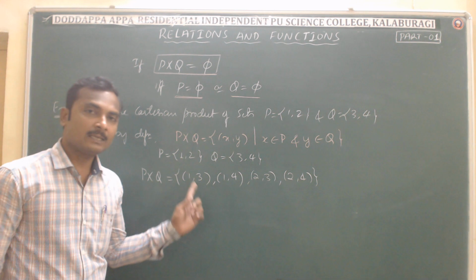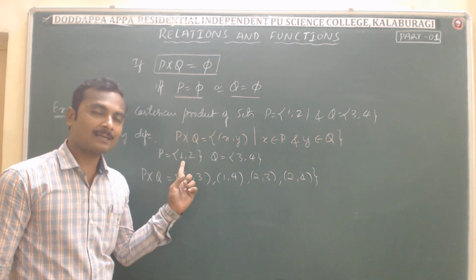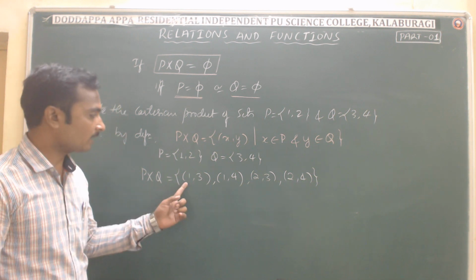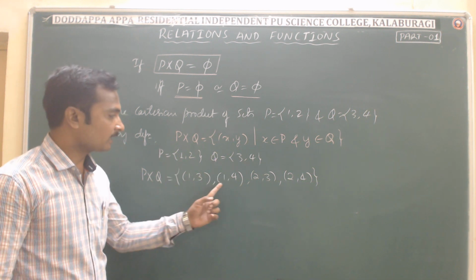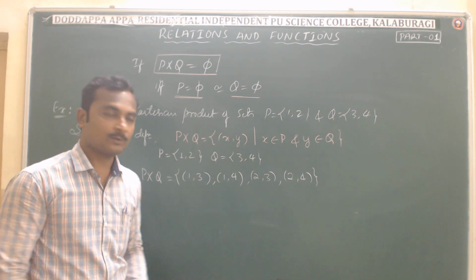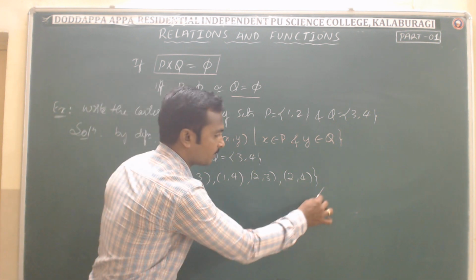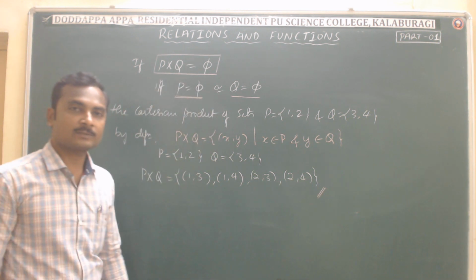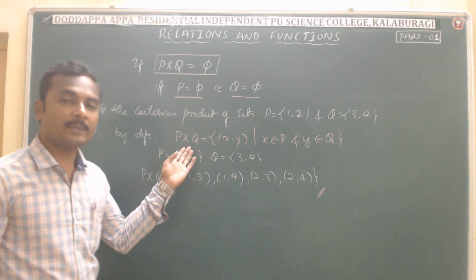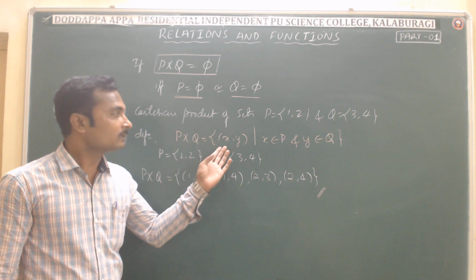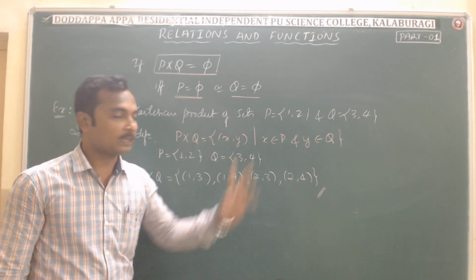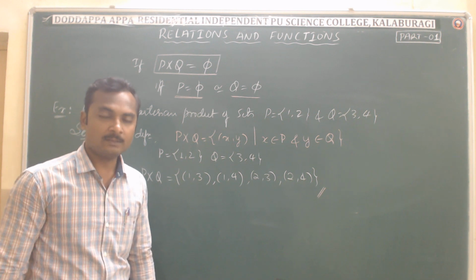You can see here that each element of the set P is related to every element of the set Q non-repeatedly. You can see 1, 3; 1 relates to 3, 1, 4; 1 relates to 4, 2, 3; 2 relates to 3 and 2 relates to 4. So this is called the Cartesian product of the two sets. I recall again, the Cartesian product of the two sets P and Q, where P and Q are non-empty sets, is nothing but the set of all ordered pair elements x, y, such that x belongs to P and y belongs to Q.